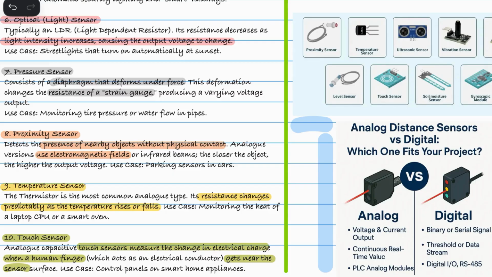Then there are touch sensors as well, where we capture touch by measuring the change in the electrical charge when a human finger or something gets near the sensor. It has a panel, and the panel detects the electrical capacity of human skin when a finger draws close. For example, the sleek waterproof control panels on a high-end smart washing machine. Whenever the human finger touches that sensor, it automatically starts doing the work it is designed for.